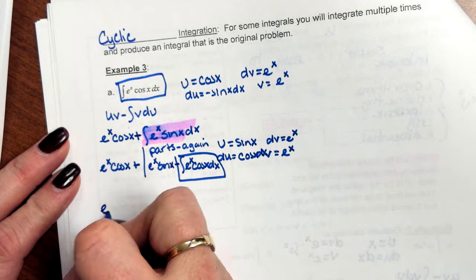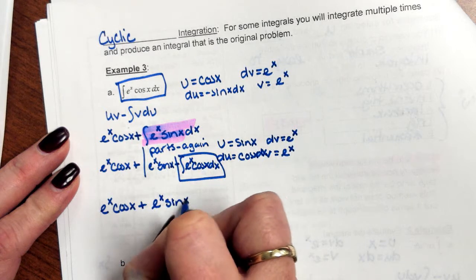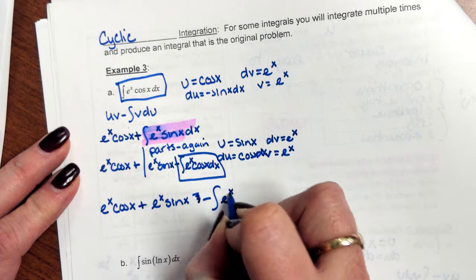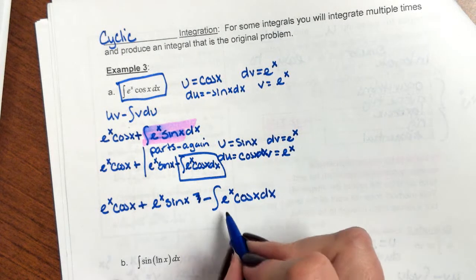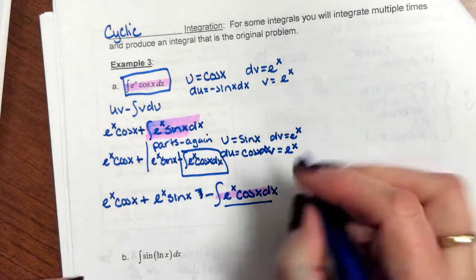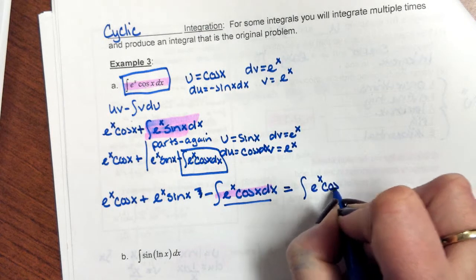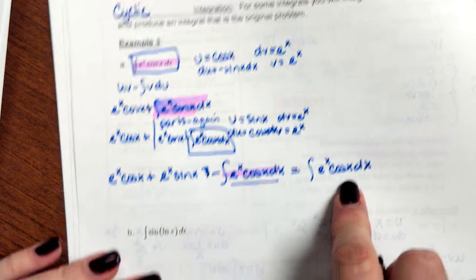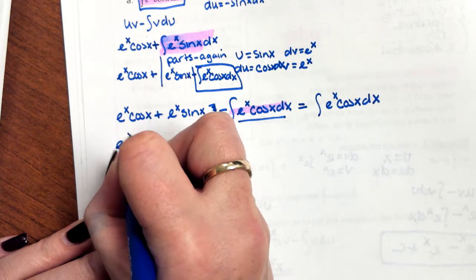So what I have here is that e to the x cosine x that was tagging along, plus your e to the x sine x, minus your e to the x cosine x dx. So when you get back to the original problem, I'm going to set this equal to what I'm trying to integrate, the integral of e to the x cosine x dx. Now I'm going to collect my like integrals on one side of the equation. So I'm going to add this integral of e to the x cosine x to both sides.